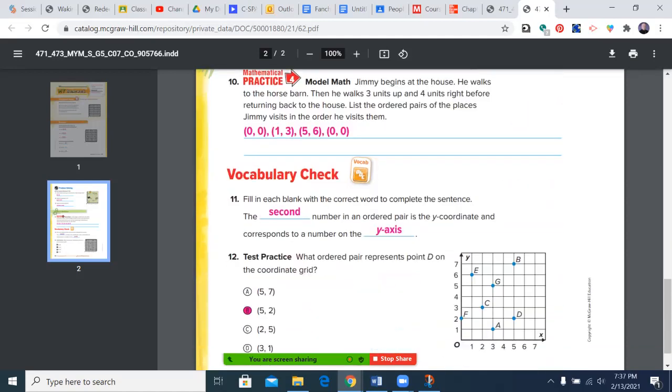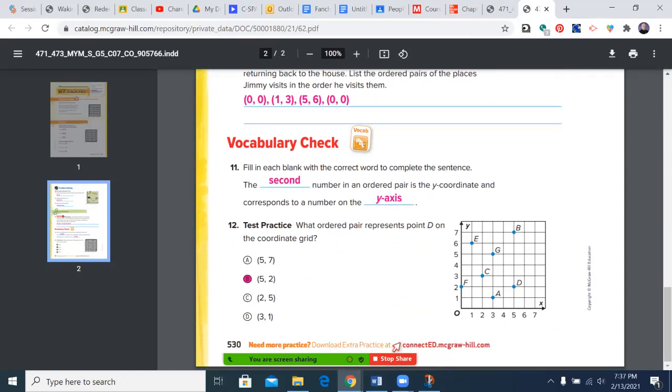Then vocabulary check. The second number is the y coordinate, and that corresponds to a number on the y-axis. Remember, the y-axis is the up and down, the vertical component, and the x-axis, the first number, is the horizontal component. And which one represents point D? That's 5 over, 2 up.